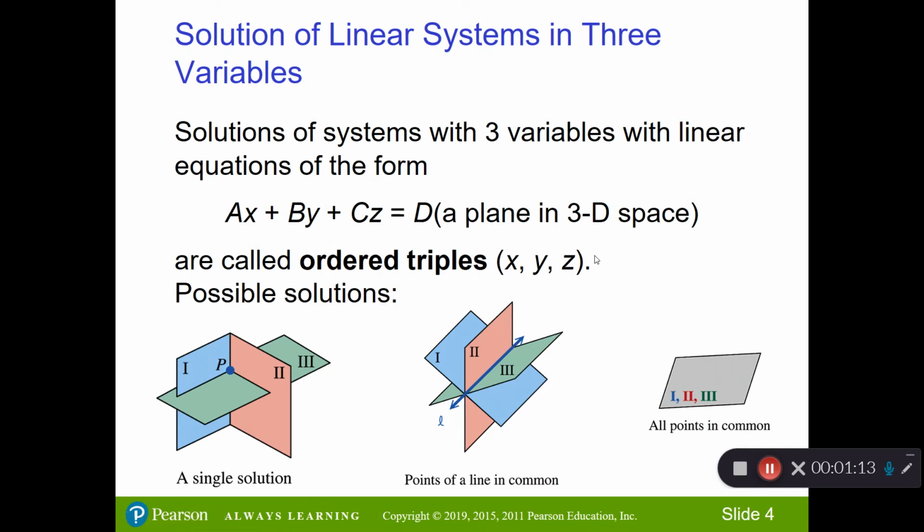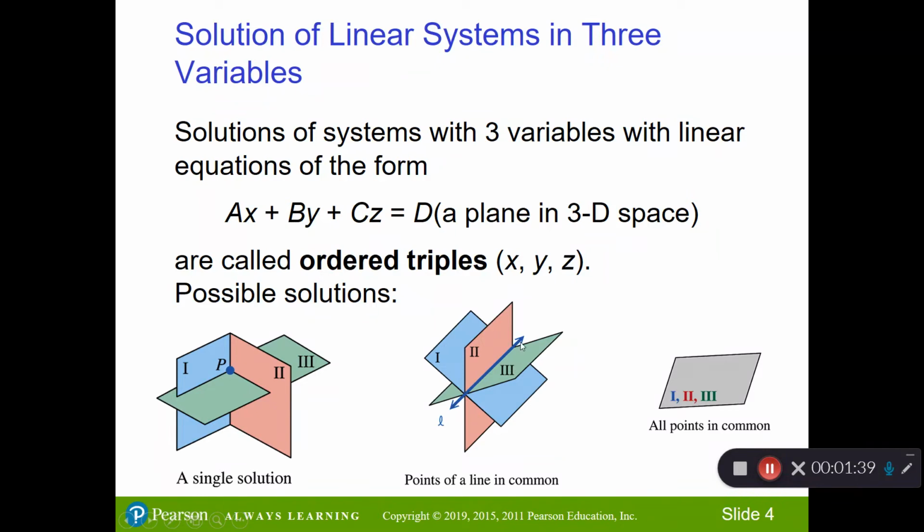When I'm dealing with a system of three equations and three unknowns, three equations form a plane in three space. A plane can also intersect in a single point. Three planes can intersect in a single point, in which case the solution is the ordered triple x, y, z that satisfies all three planes at the same time. Plug into all three equations at x, y, and z, and they equal the same value.